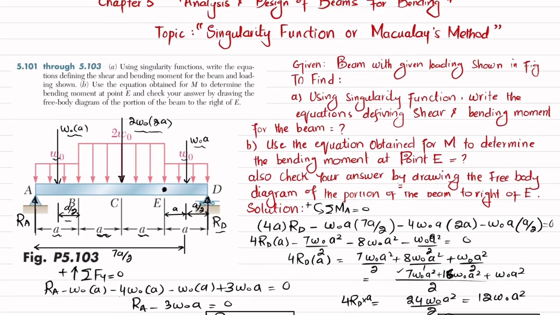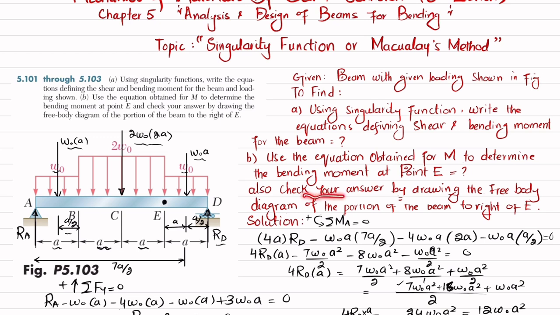Now in third part we have been asked to check your answer by drawing the free body diagram of the portion of the beam to the right of E. So to the right of E, if you take this section and draw the free body diagram, you will get this moment ME and we will compare it. So what we will do is section it over here and draw the free body diagram. So let me move toward this page. So this is the beam. Okay, this is your point D where you have 3 w naught into a and there is a distributed load acting on it which is equal to w naught. This length is a. Clear?